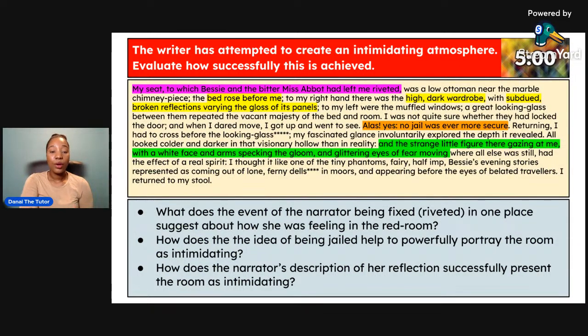Okay, so we don't have time to actually go through the 5 minutes for this, but I'll say what the questions are and then we'll look at what the answers are, okay? So for the final part, what does the event of the narrator being fixed, riveted in one place suggest about how she was feeling in the red room? How does the idea of being jailed help to powerfully portray the room as intimidating? And then finally, how does the narrator's description of her reflection successfully present the room as intimidating?